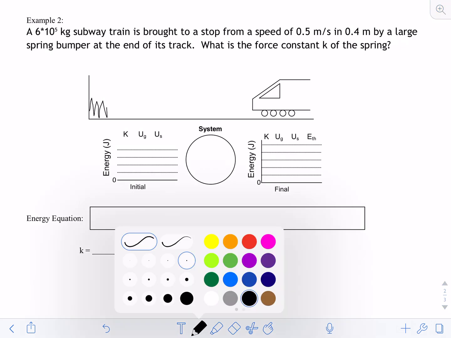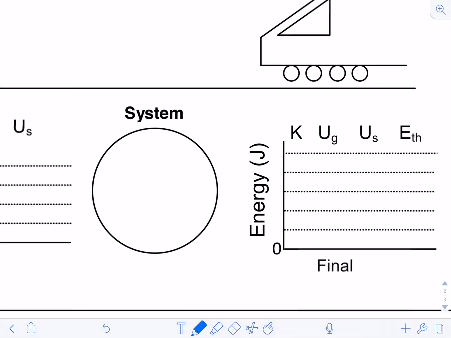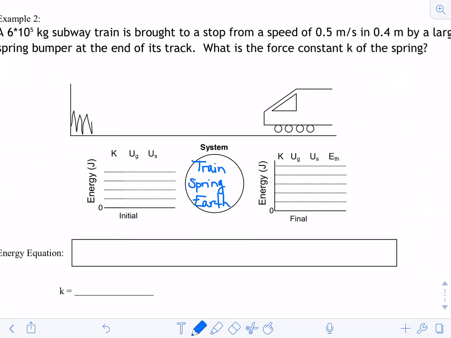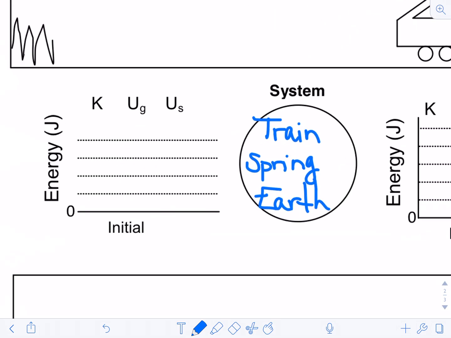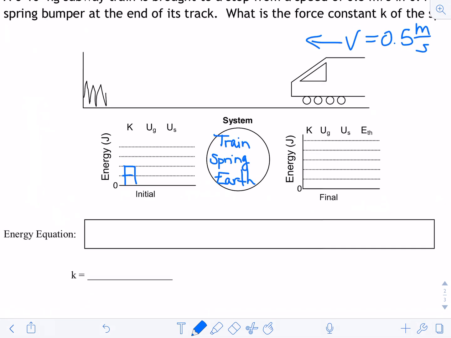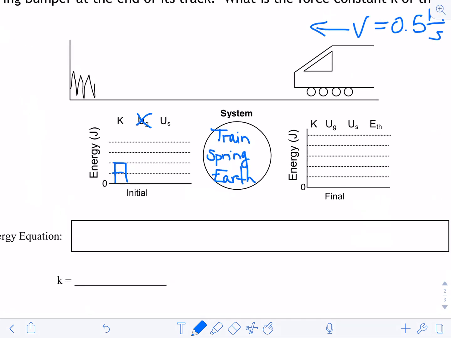Okay, so let me think first about my system. My system is going to be the train. The spring seems quite important, it's a big deal. After all, it's stopping the train. And of course, this is all happening on Earth, so you've got to include the Earth. Now, at the beginning, this train is booking it. Well, not so fast, it's only moving at 0.5 meters per second. So maybe it only has that much kinetic energy. This train is already at its lowest position, so it doesn't have any gravitational energy.